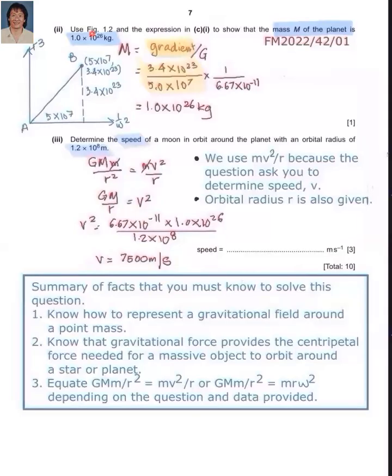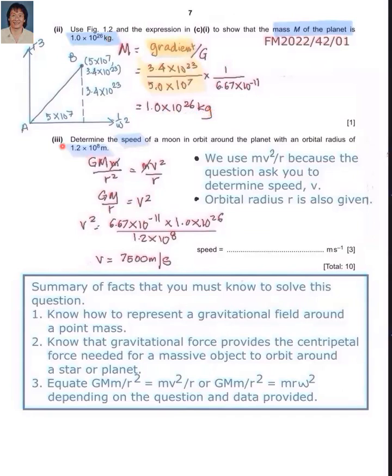Use figure 1.2 and the expression in C part 1 to show that the mass M of the planet is 1 times 10 power 26 kg. We will find the gradient for the line AB. The coordinates are given again here for easy reference. So M equals the gradient divided by G. The gradient for the line is 3.4 times 10 power 23 divided by 5 times 10 power 7, then times 1 over G. G is 6.67 times 10 to the minus 11. This will give you 1.0 times 10 power 26 kg, which is shown.